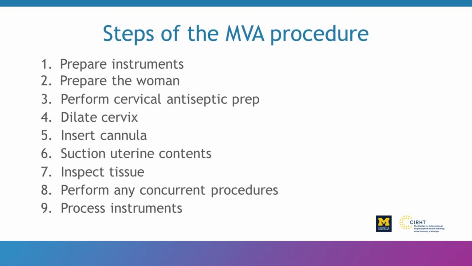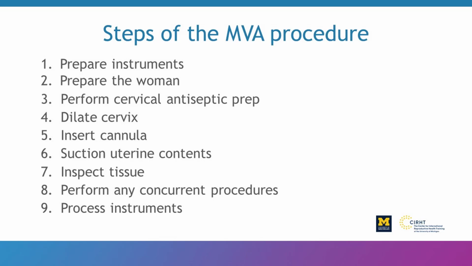So these are the steps when we do an MVA procedure. We have to prepare all the proper instruments that we need for the procedure. We have to prepare the woman, using the lithotomy position. We have to clean the cervix with antiseptic preparation. There may be a need to dilate the cervix, so we can do it with small-number cannulas, or we can use a single dose of misoprostol and evaluate after 4 hours.